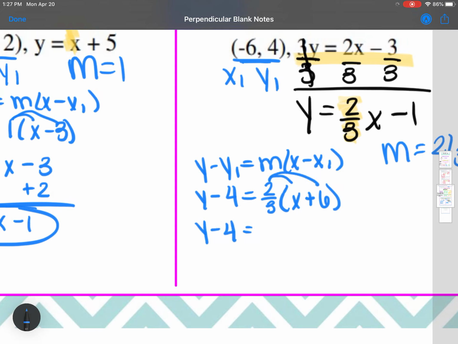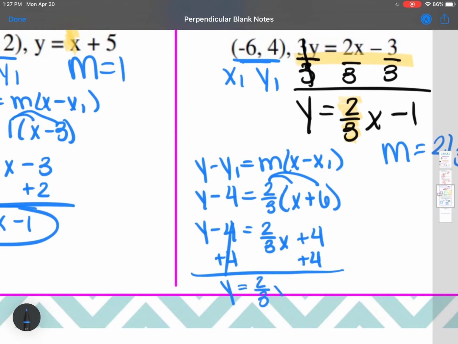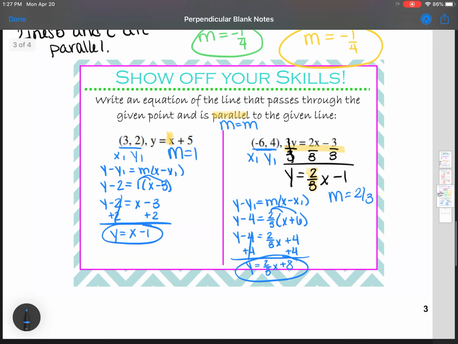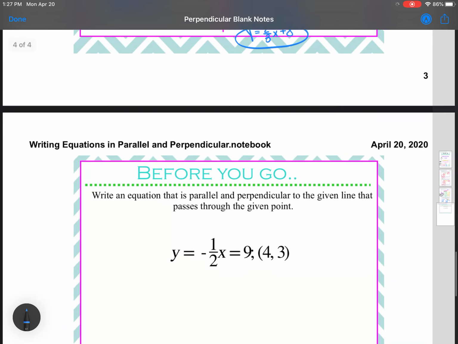Y minus 4 equals 2/3 times x equals 2/3 x. 2/3 times 6. 2 times 6 is 12. 12 divided by 3 is 4. I'm going to add 4 to both sides. Okay, so y equals 2/3 x plus 8. All right, nice and easy. Notice, in this section, we really want to read our directions, because if they're asking for parallel, you don't want to use that perpendicular slope, because then they're not going to be parallel lines.